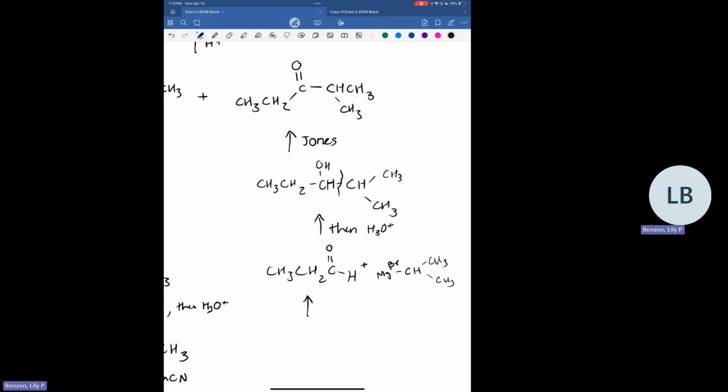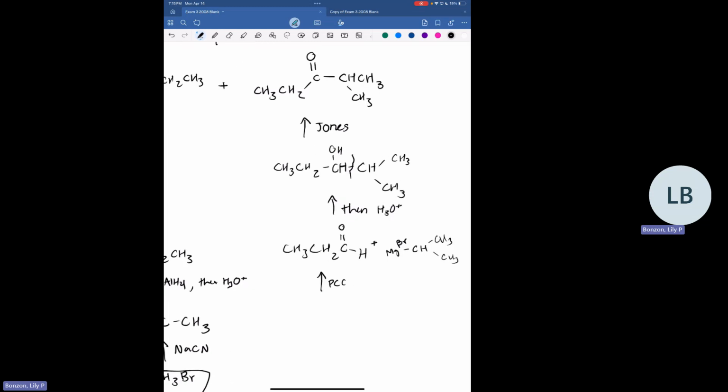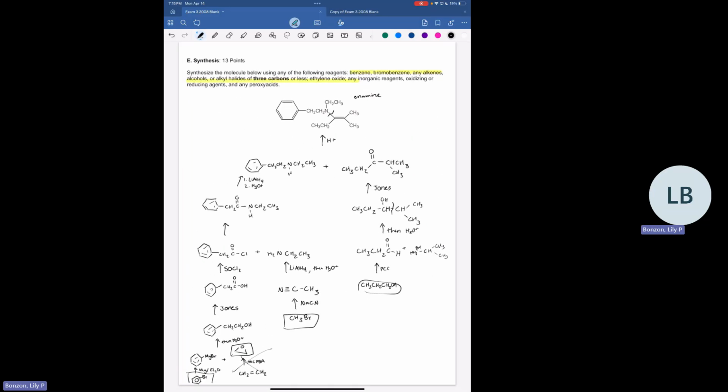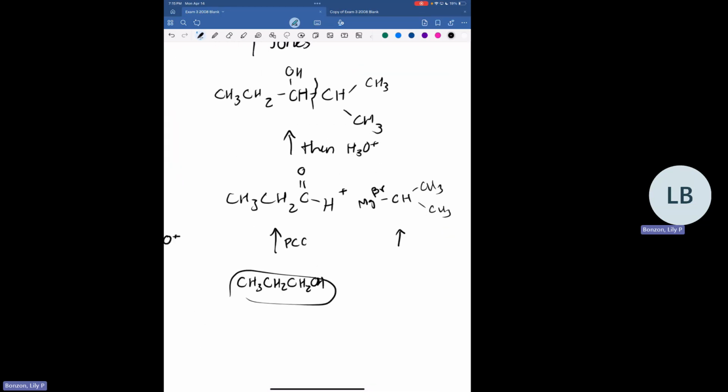Left side, we want to turn that back into an alcohol. So for this one, since we want to stop at that aldehyde, we'll have to use PCC. And then 3 carbon alcohols are allowed, so this one is good to go. And then on that right side, again, we're allowed alkyl halides of 3 carbons or less. So we just need to do our Mg ether to get back to our starting material.